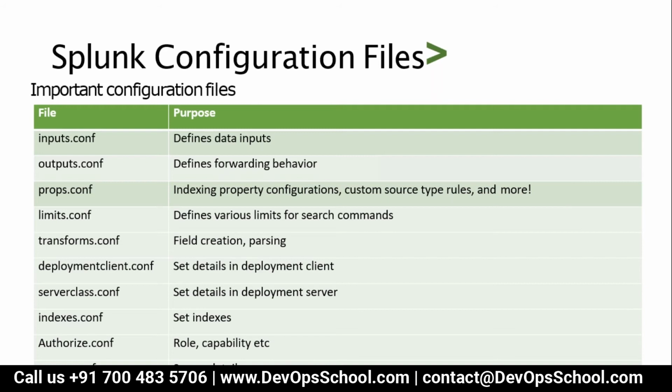Now many times what happens is you receive data from somewhere and you don't want to store it yourself, you want to send it somewhere else for storage. So which file do you declare? In that case you can use output.conf. output.conf basically defines the forwarding behavior. I'll show you this in the next topic, forwarders and all, but output.conf is for the forwarding behavior.